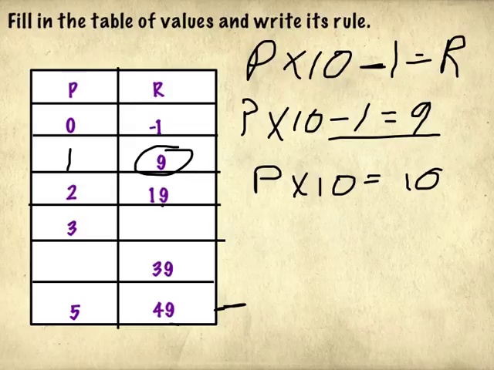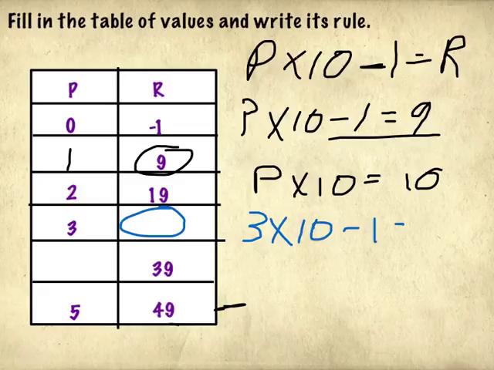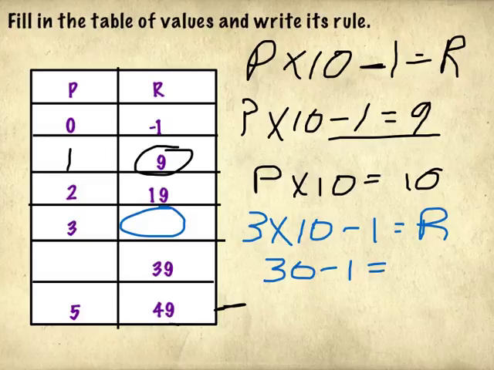Then here I need to do the 3. I'll just switch colors so you can see what I'm doing. Maybe not purple, because that's what we already have. So I've got the p but not the r, so I'm going to do 3 times 10 minus 1 equals r. 3 times 10 is 30 minus 1 equals r, and 30 minus 1 is 29.